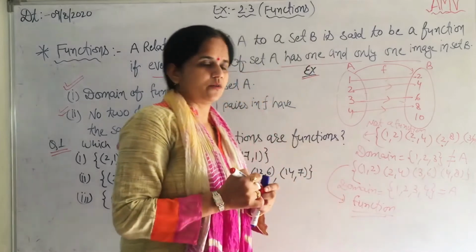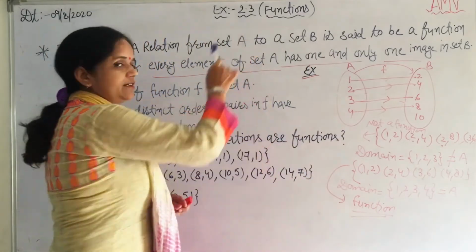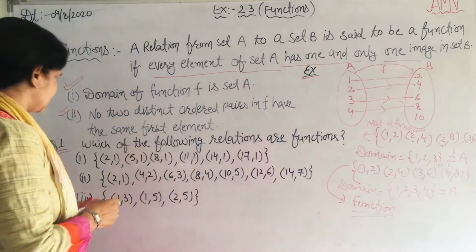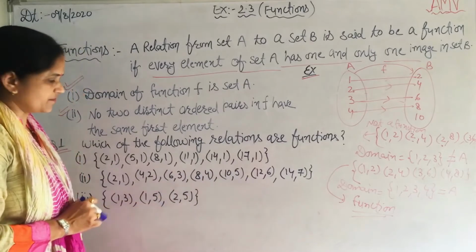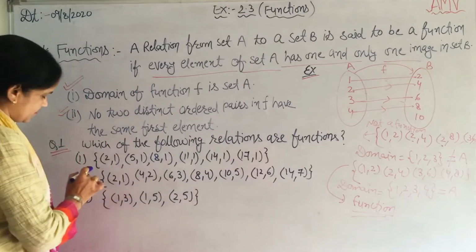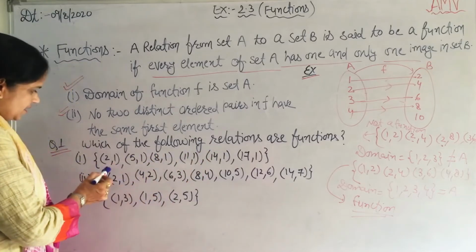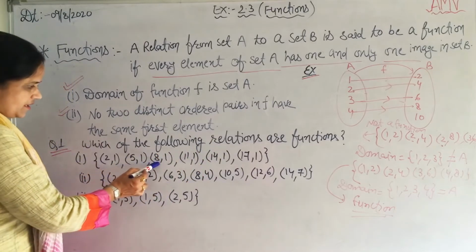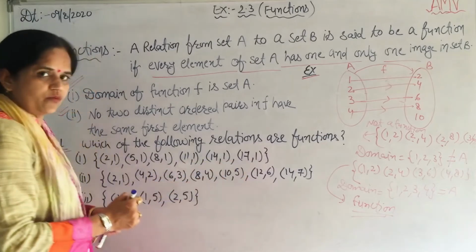Okay, and now I am taking question number 1 of exercise 2.3. The question is, which of the following relations are functions? Here students, the first question is given. Some ordered pairs are there: (2, 1), (5, 1), (8, 1), (11, 1), (14, 1) and (17, 1).